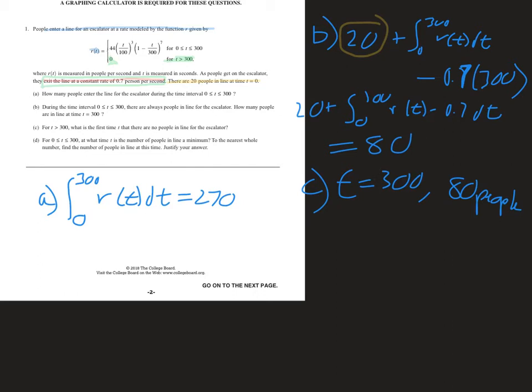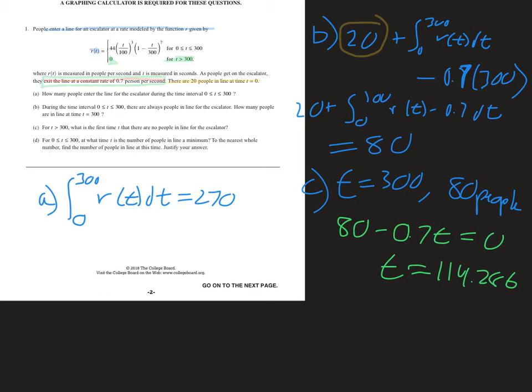Well, that's a simple enough equation. Just do 80 minus 0.7t equals 0. Solve that for t, and you're going to get approximately 114.286. Now that's not the answer.